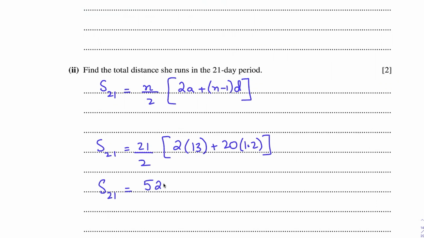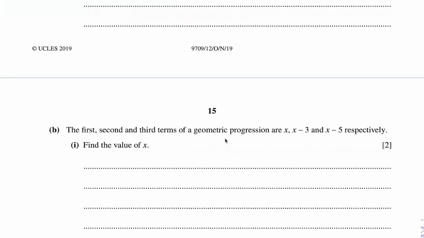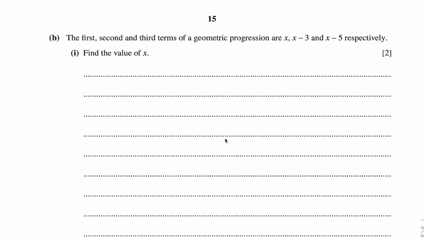525 kilometers. In part 3, it says that the first, second, and third terms of a geometric progression are x, x minus 3, and x minus 5. We have to find the value of x. For geometric progression, we know that the common ratio r is given by the second term divided by the first term, or the third term divided by the second term, or any two consecutive terms.